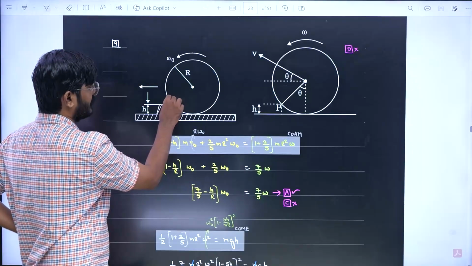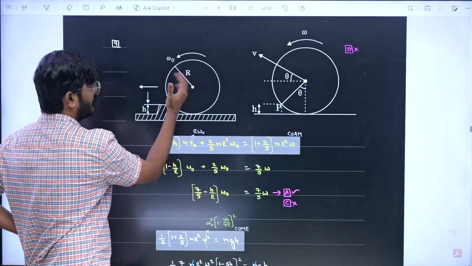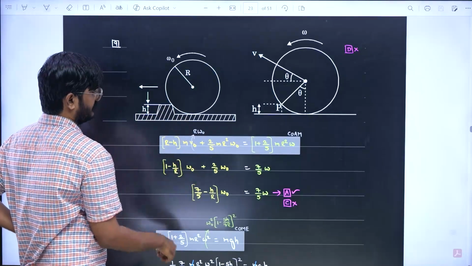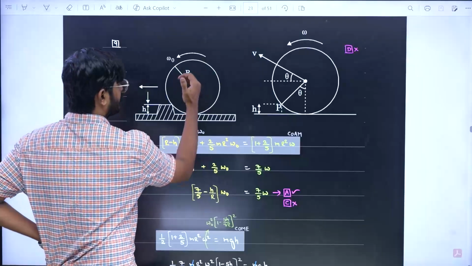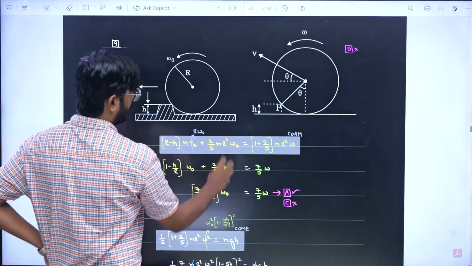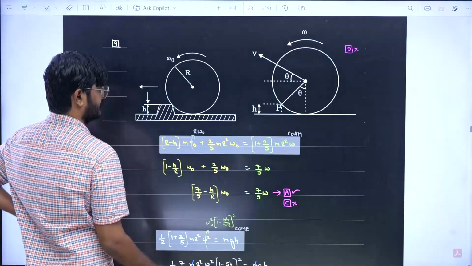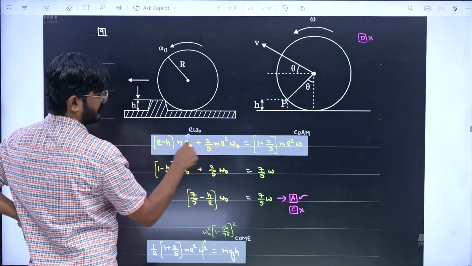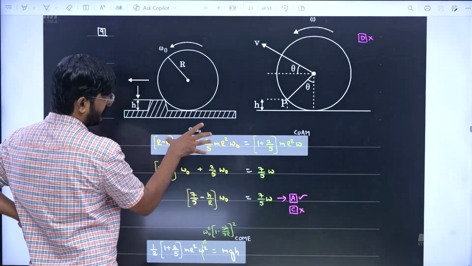So initial angular momentum about this point is angular momentum of center of mass, where this distance is r minus h, into m into v naught. And angular momentum about center of mass is Ic into omega naught. Both are in the same direction. And as it is pure rolling before, the relation between v naught and omega naught is this much. This is the initial angular momentum.